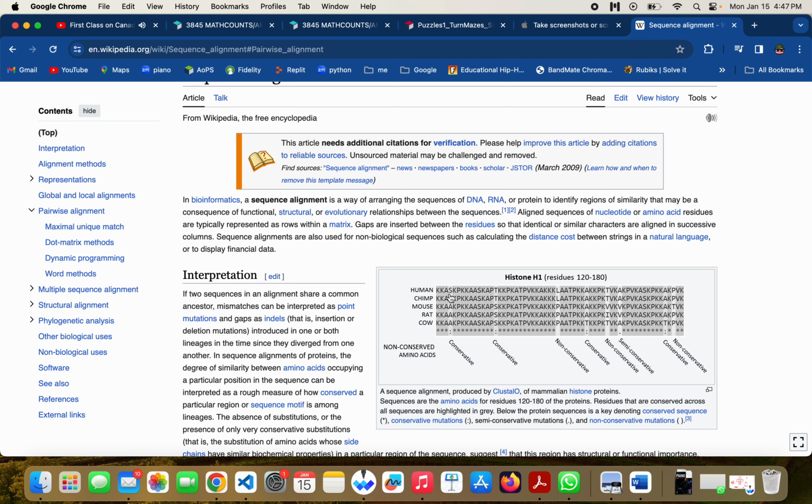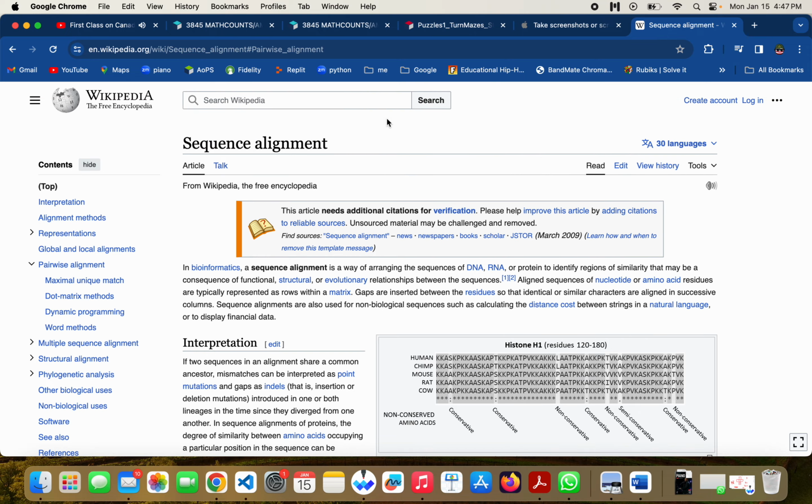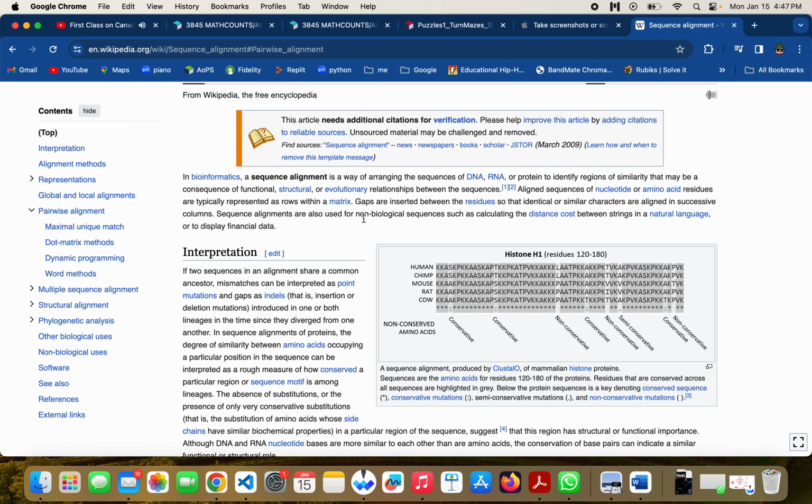So basically they're just taking a bunch of proteins, taking the naming structures and putting gaps between them. This is like the language of sequence in the amino acids. Sequence alignments are also used for non-biological sequences, such as calculating the distance cost between strings in a natural language or to display financial data.